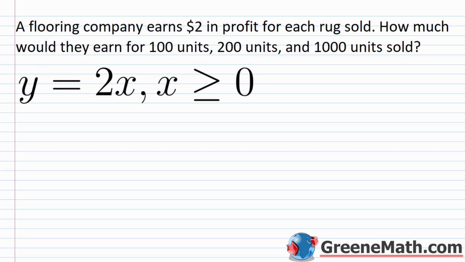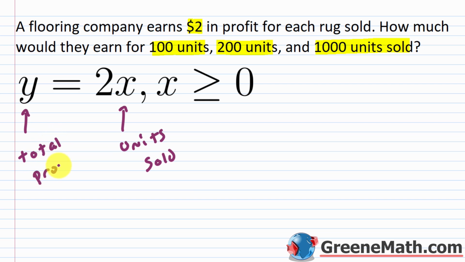Okay, let's look at a simple example just to get things started. We have a flooring company that earns $2 in profit for each rug sold. How much would they earn for 100 units, 200 units, and then 1,000 units sold? This is just a typical plug and chug that you'll get at the beginning of the section. First, you're going to set up your model. So y equals 2x, because it's 2 times whatever the number of units of rugs they sell. So x is the number of rugs they're going to sell, the units sold, in terms of rugs. And this y is going to be the total profit.